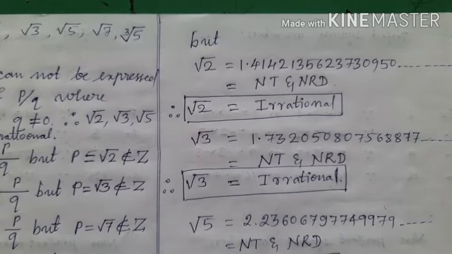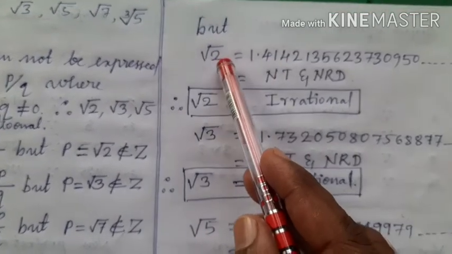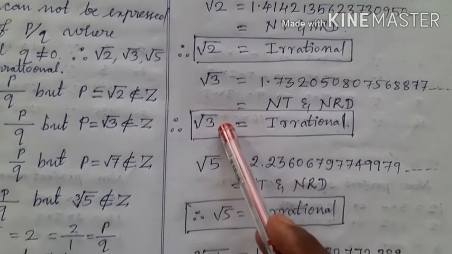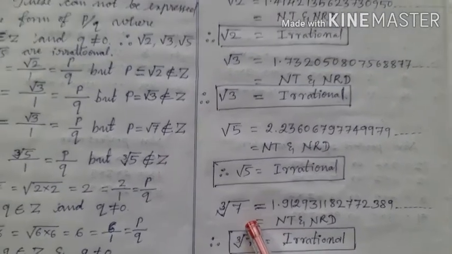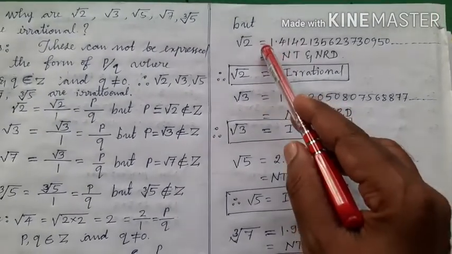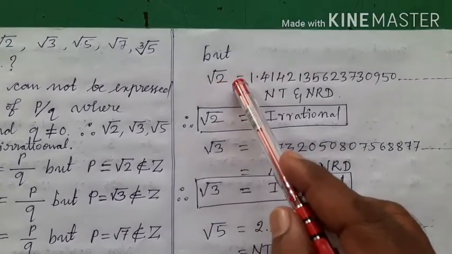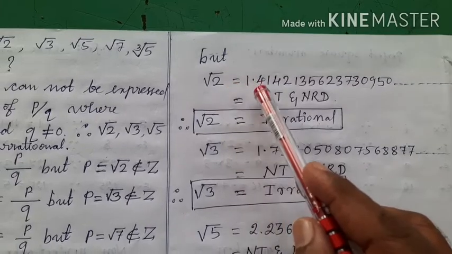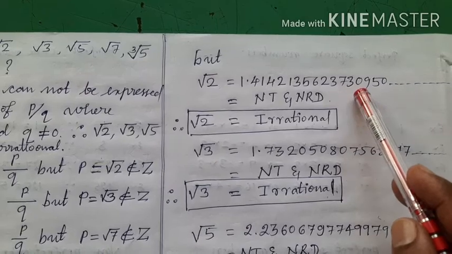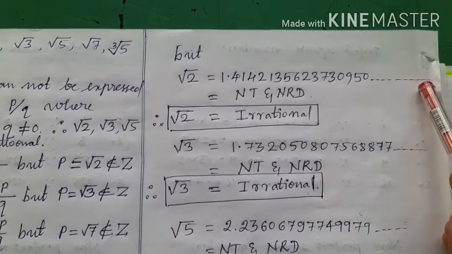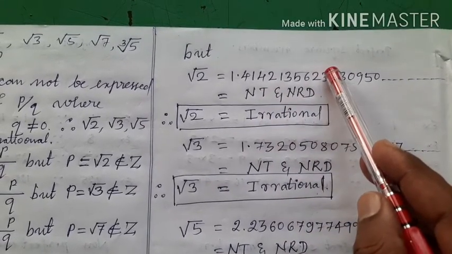Look at these special examples, children. Square root of 2, square root of 3, square root of 5 and cube root of 7. We consider these numbers as irrational numbers because if you take the square root of 2, its value is 1.4142135623730495..., which is a non-terminating and non-recurring decimal.